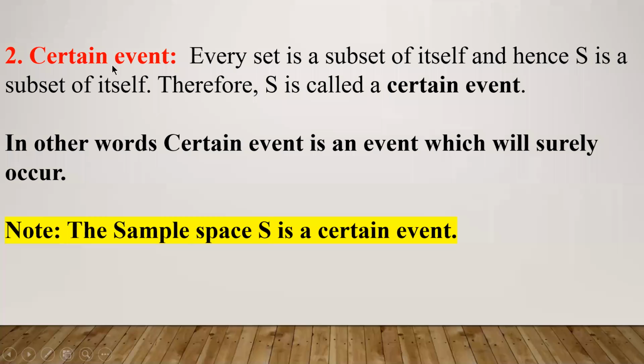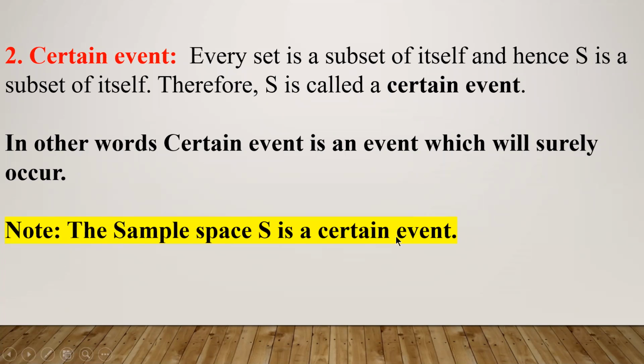Then we have defined what is a certain event. A certain event means an event which is definitely going to occur, आएगा ही आएगा. Okay, that is a certain event. And what is the example of a certain event? It is the sample space S itself. So the sample space S is a certain event.